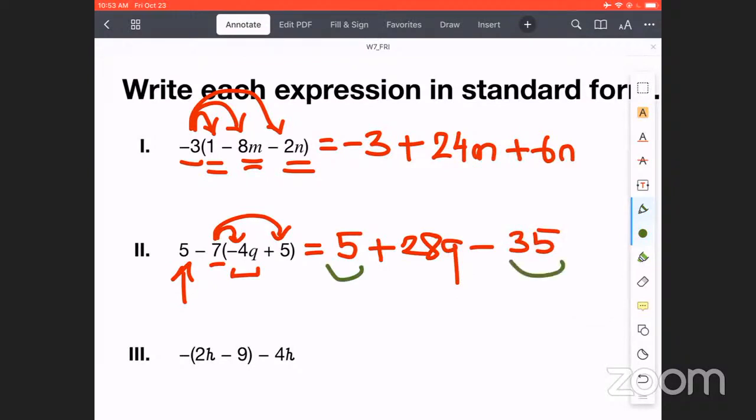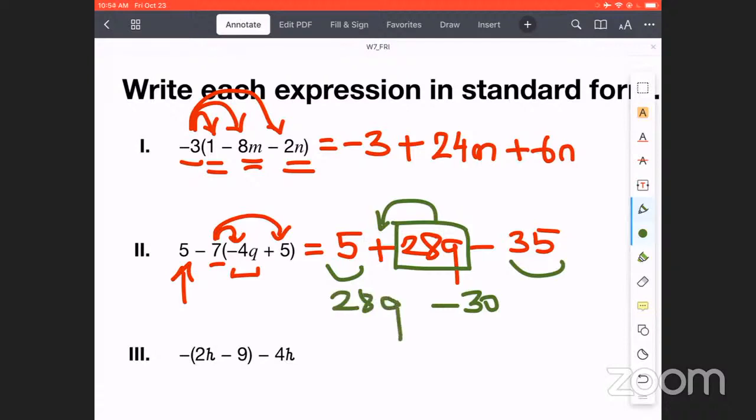For example, 5 minus negative 35 becomes, what was that, negative 30, right? And there is a 28q by itself, and it's positive. So there is no other like term for the q term, so you just write it down in front of or at the back of this negative 30, okay?